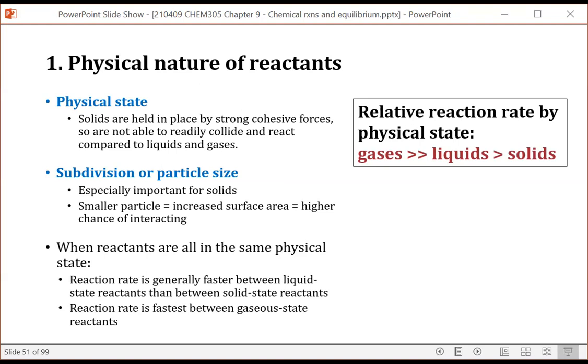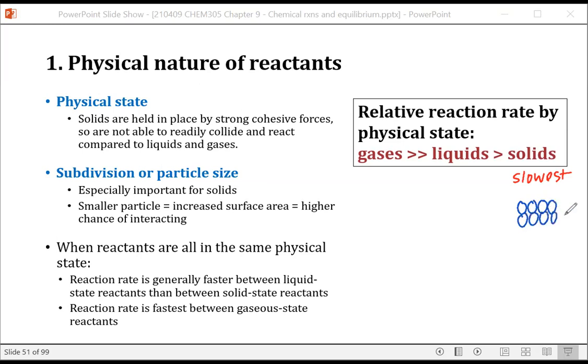Reactants that are solids are held together in a fixed position by very strong cohesive forces, so they're not able to readily mix and collide to form products. And so the reaction rate of reactants in the solid state tends to be much slower than the reaction rate of reactants in the liquid or the gas phase. The diagram here on the right shows the relative reaction rate based on physical state. Solids tend to have the slowest reaction rate, and that's because, again, in a solid, the particles are held together in a fixed position.